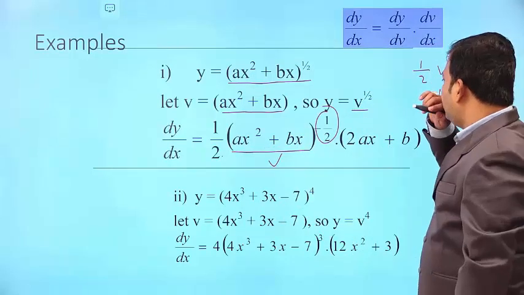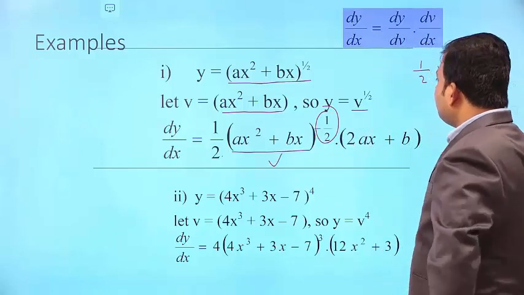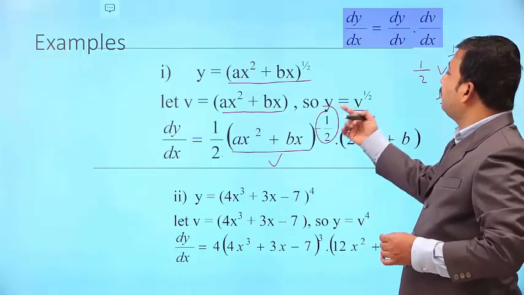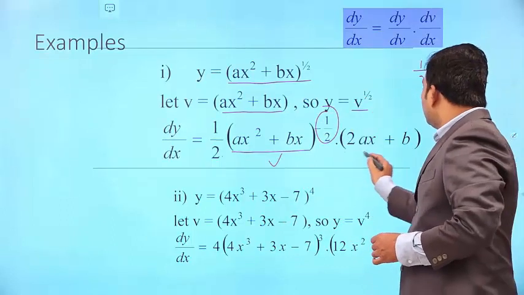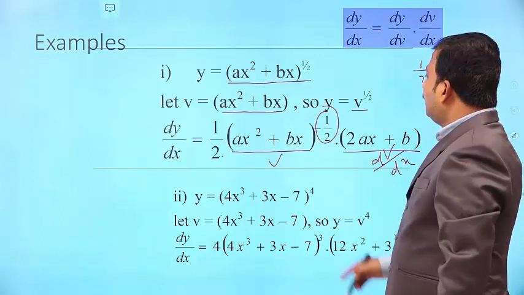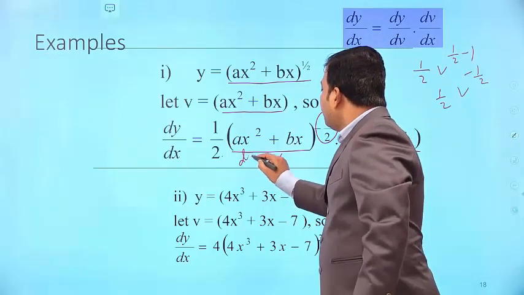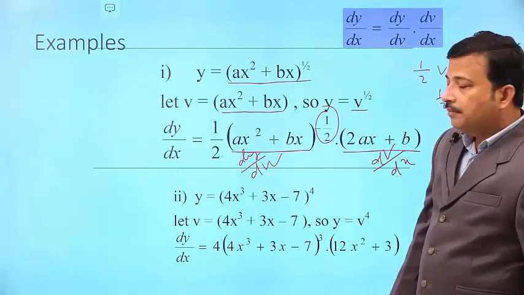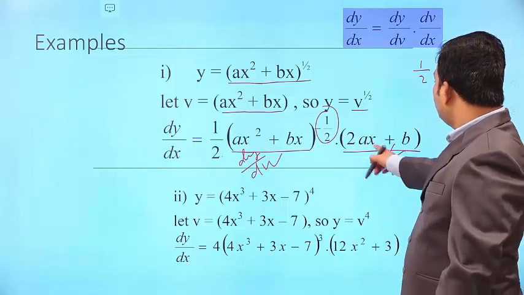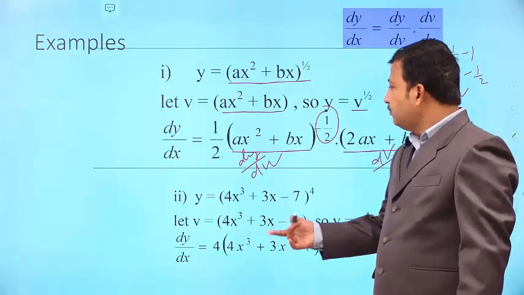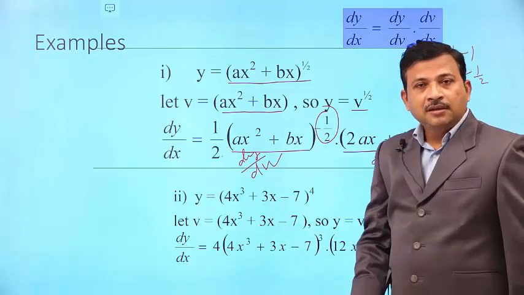Into now the derivative of ax square plus bx, that is nothing but dv by dx, right? And this is nothing but dy by dv. So that is how we have applied the chain rule. So 2ax plus b. Similarly you can find it by using this type of formula.